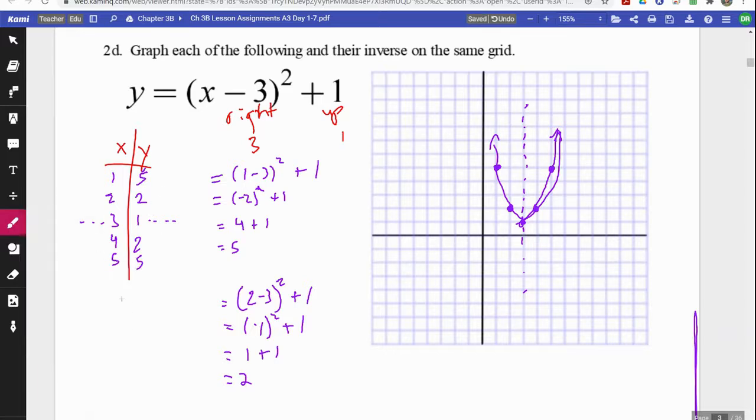And then we want the inverse. So this is what we need: (5, 1), (2, 2), (1, 3), (2, 4), and (5, 5). Graph it. (5, 1), (2, 2), (1, 3), (2, 4), and (5, 5).